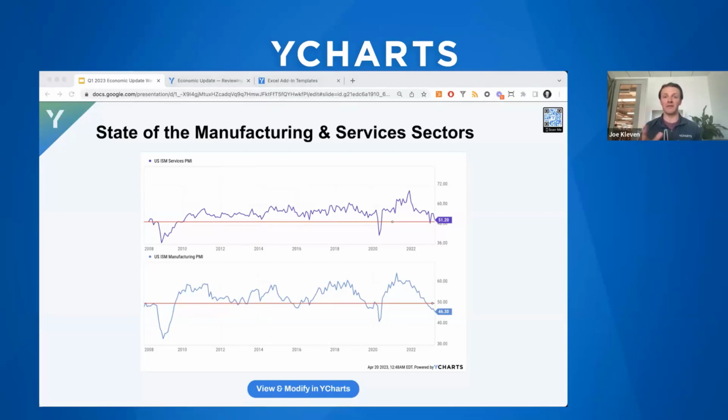So we do have a bit of a divergence here with services just barely in that expansion territory. Manufacturing, on the other hand, the picture's looking a little bleaker as we've gone these past few months and this quarter.